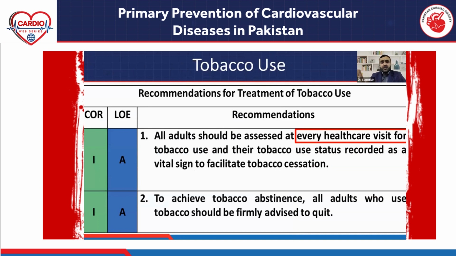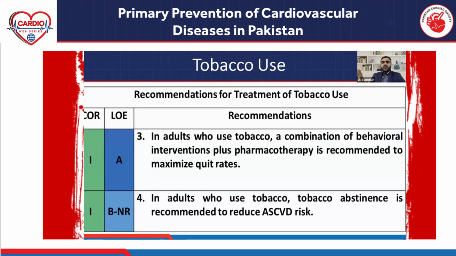And how do you record it? You ask the patient. If the patient has used tobacco, even a single puff in the last 30 days, this person is considered as a current smoker. Even a single use of tobacco in any other forms in the last 30 days, this is a current smoker, not a past smoker. So achieve tobacco abstinence. All adults need to be firmly advised to quit. Your advice to these patients matters a lot.